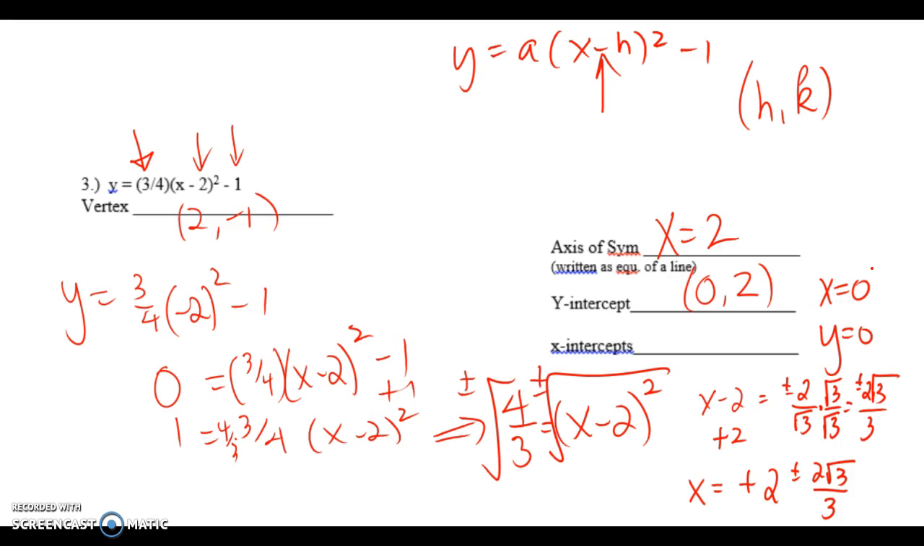These are my x-intercepts. That's when y is 0. I would accept you writing 2 plus or minus 2 square root of 3/3, 0. That gives me 2 x-intercepts.